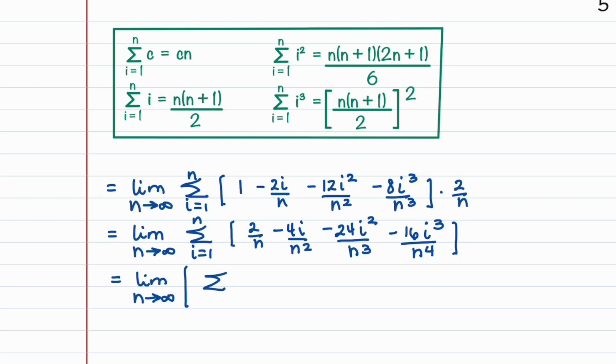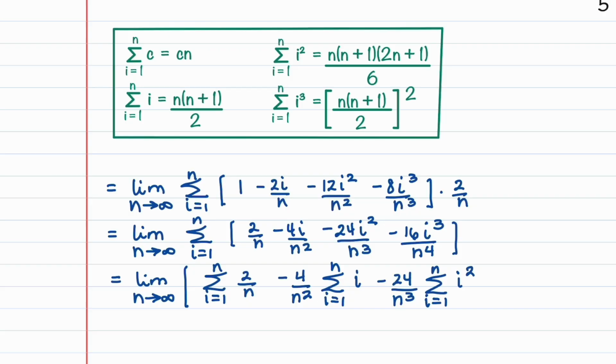We have the sum, i goes from 1 to n, of 2 over n. And for these next 3, I'm going to pull out the constant and the n power because the sum only involves i. So we have minus 4 over n squared, the sum, i goes from 1 to n of i, minus 24 over n cubed, the sum, i goes from 1 to n of i squared. And then our last one is minus 16 over n to the 4th, and we have the sum, i goes from 1 to n of i cubed.